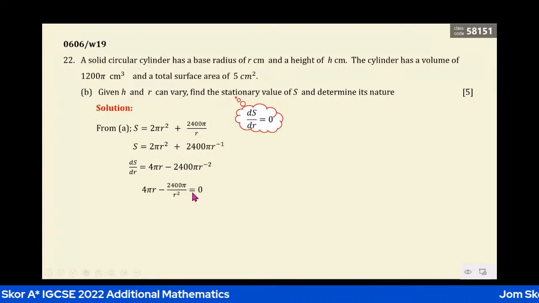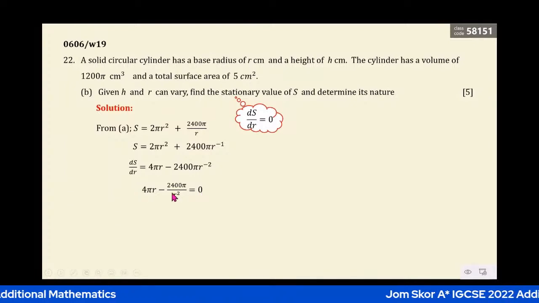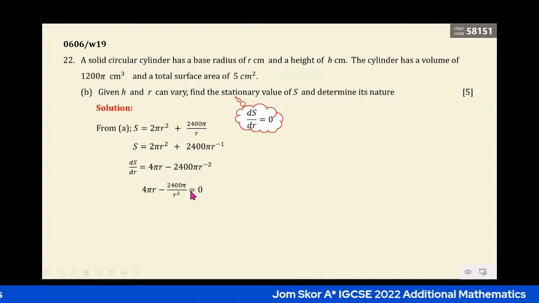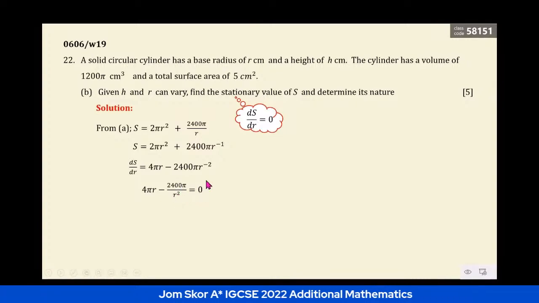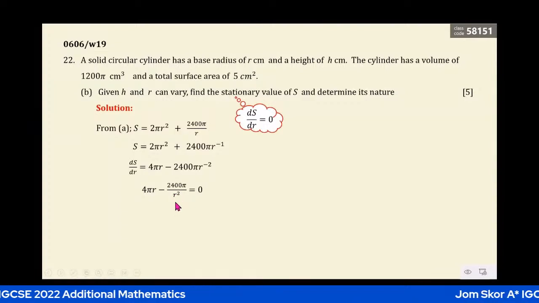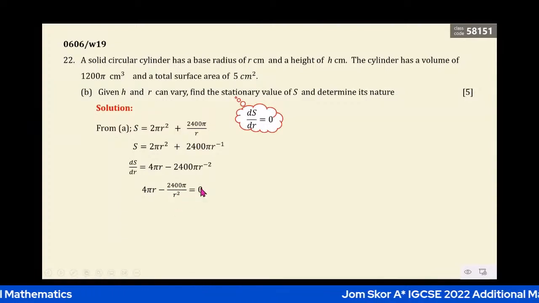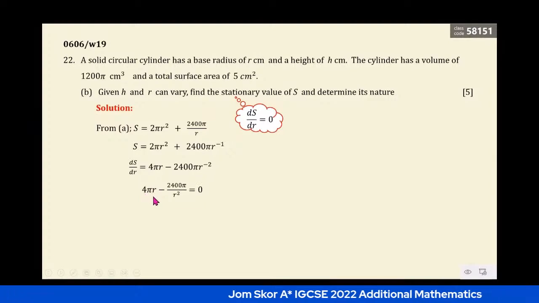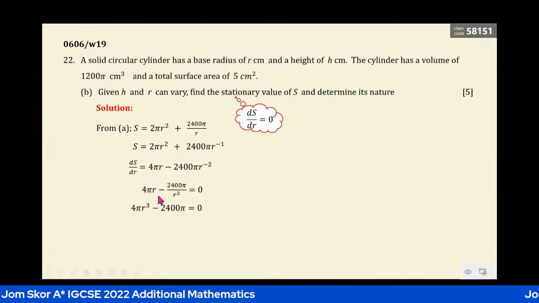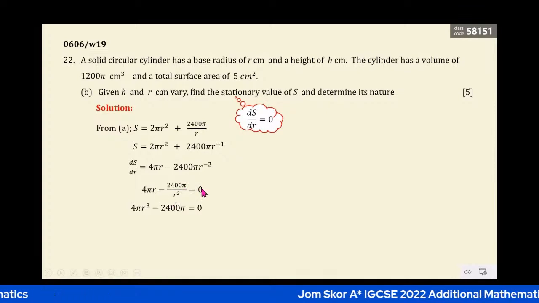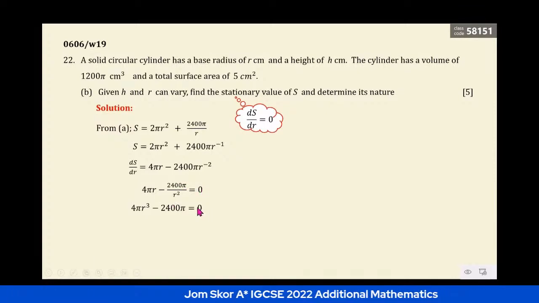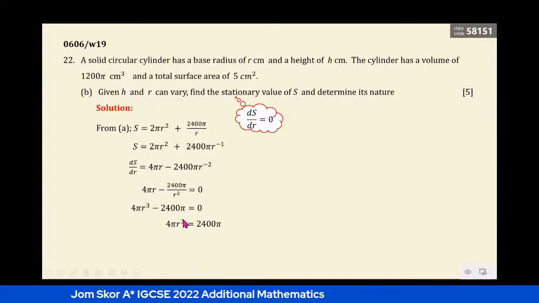Stationary value, you equate to 0. Okay, you equate to 0, then you will get this equal to 0. Okay, multiply everything by r square to eliminate r square dekat bawah ni. Sebab r square ni bila cross product dia jadi 0 kan. Tapi kena equate the denominator dulu. So yang ini you multiply by r square. So you will get 4 pi r cube minus 2400 pi r square, multiply cross product dengan 0, you will get 0. Okay, simplify. So you will get 4 pi r cube is equal to 2400 pi.